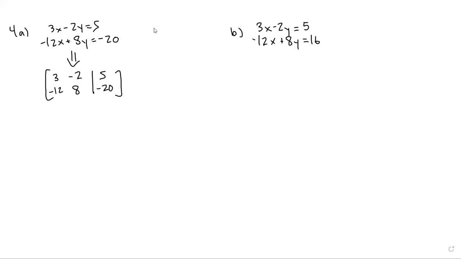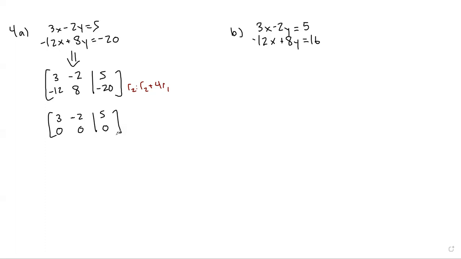And what we can see is that the second row, actually all the way across, is actually the first row times -4. So it makes it really easy to wipe some things out. So I'm going to do row 2 is going to become row 2 plus 4 of row 1. And what happens there is pretty much row 2 is just gone. Because -12 plus 12, 8 plus 4 times -2, and -20 plus 20. And so we actually get this 0 row.